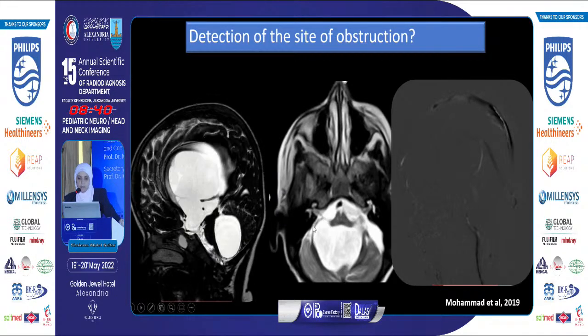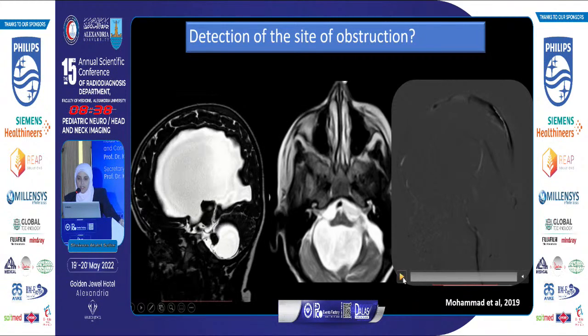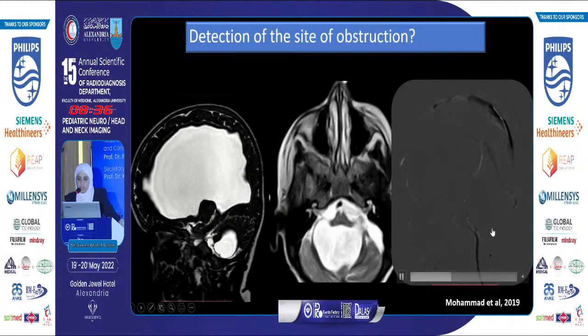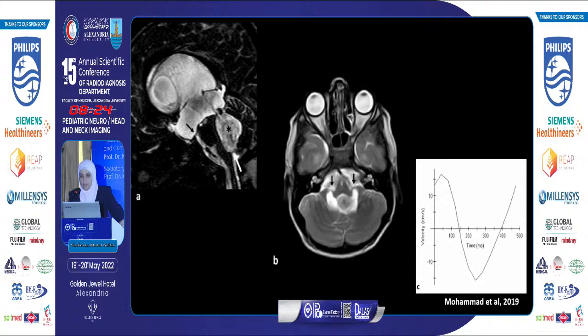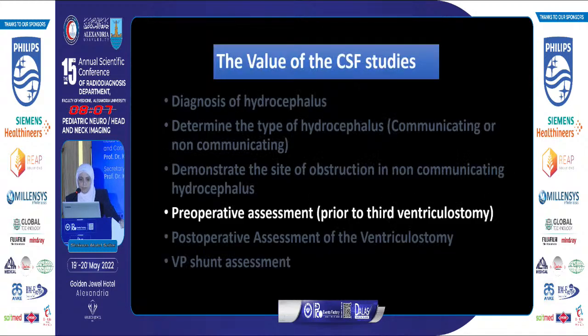Axial T2, there is membranous obstruction here, and again, no flow here at the exit of the fourth ventricle. However, there is flow in the aqueduct. Here, this is the flow of the aqueduct. From my work, we found that intra-aqueductal obstruction leads to accelerated flow and high velocity, as we can see, more than 10 or 12 centimeters per second in intra-aqueductal obstruction.